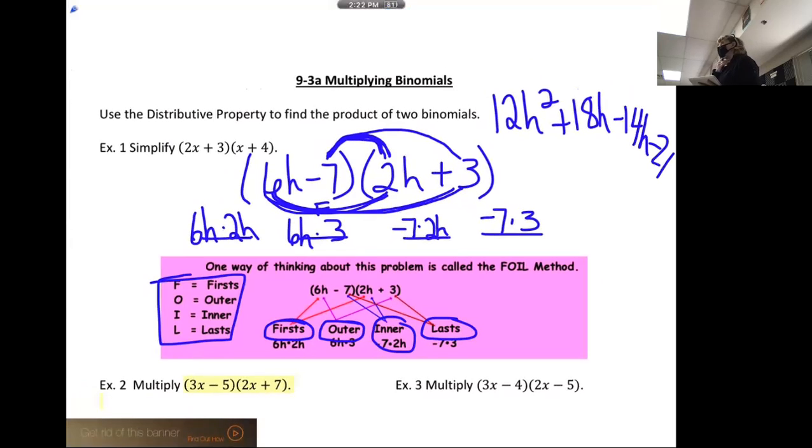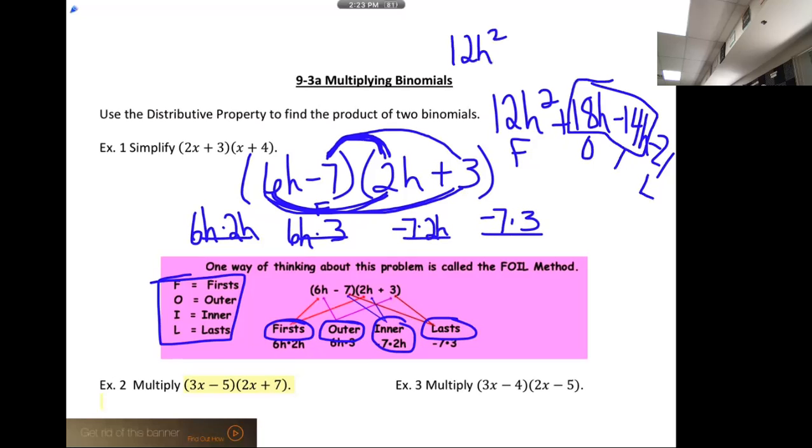And finally, -21. Now, notice this was our first, this was our outers, this was our inners, this was our last. Notice the OI can be simplified. That happens a lot, not every time, but a lot. A lot of times you start with the 4 terms, but then the 2 middle terms, the OI, are like terms, so your end answer is only 3 terms. So we would have 12x squared, h squared, plus 4h minus 21.